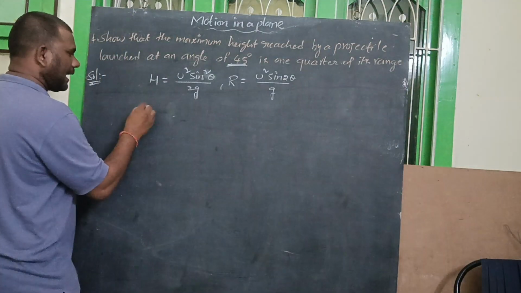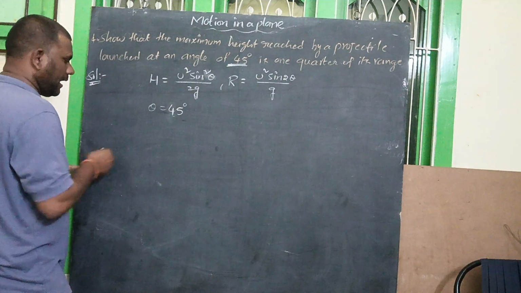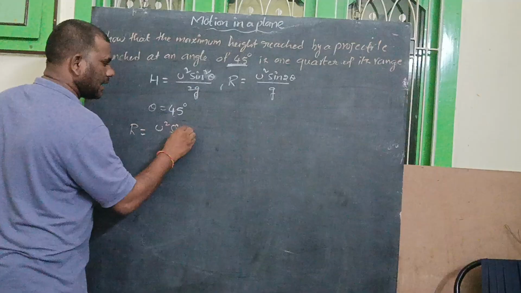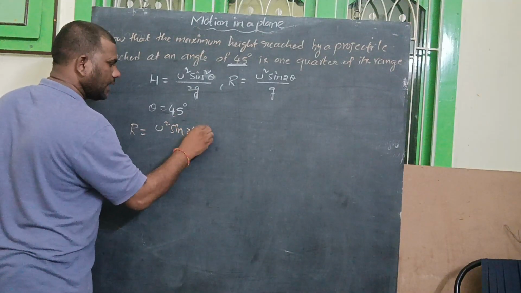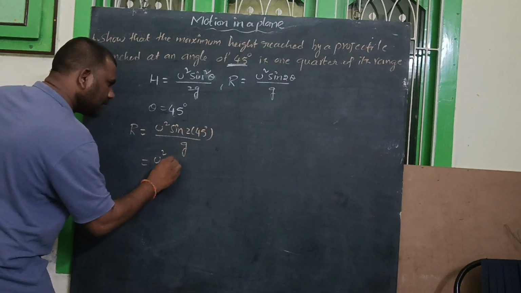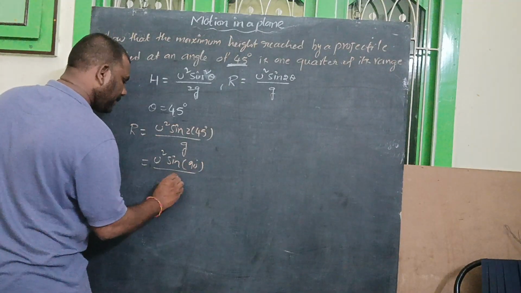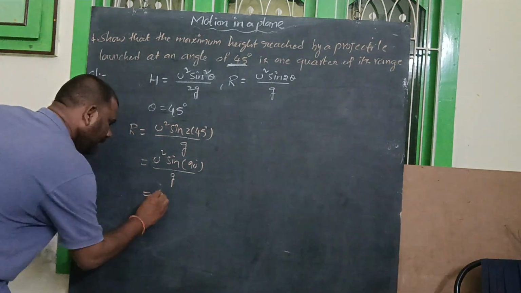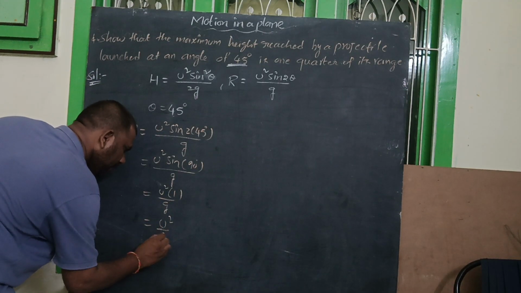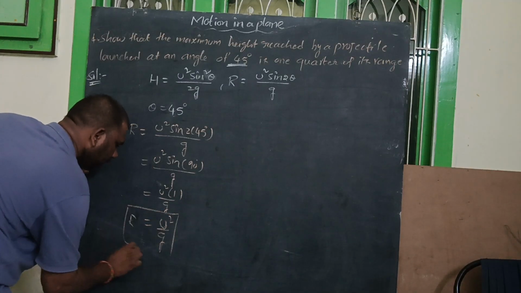So first, the angle theta is equal to 45 degrees. We can write R is equal to u square sin 2 into 45 degrees by g, that is u square sin 90 by g. What is the value of sin 90? 1. So R is u square into 1 by g, that is equal to u square by g. So the range value is u square by g.